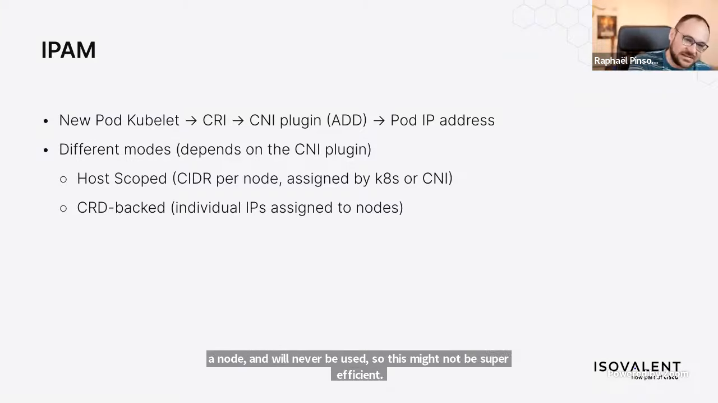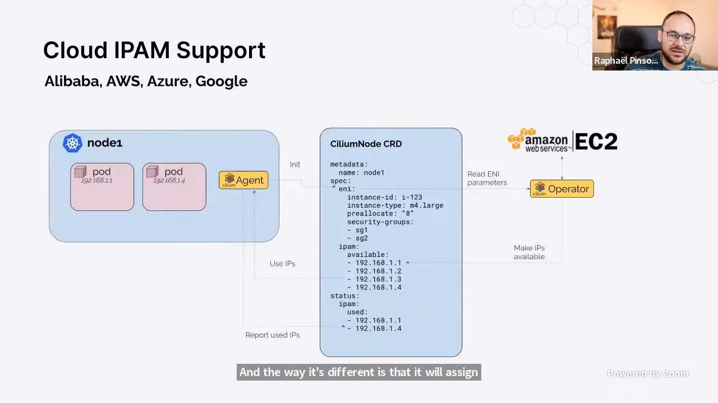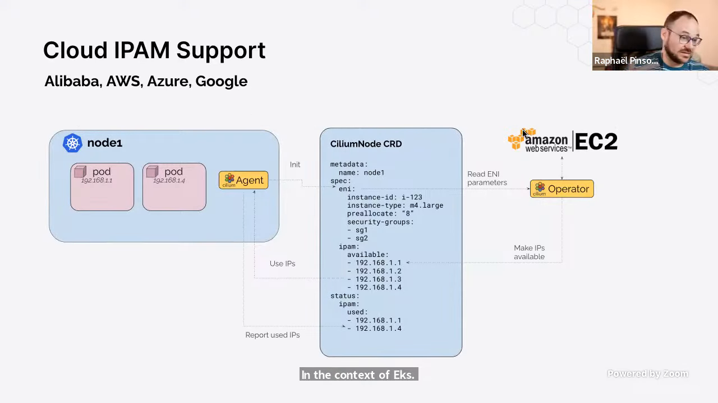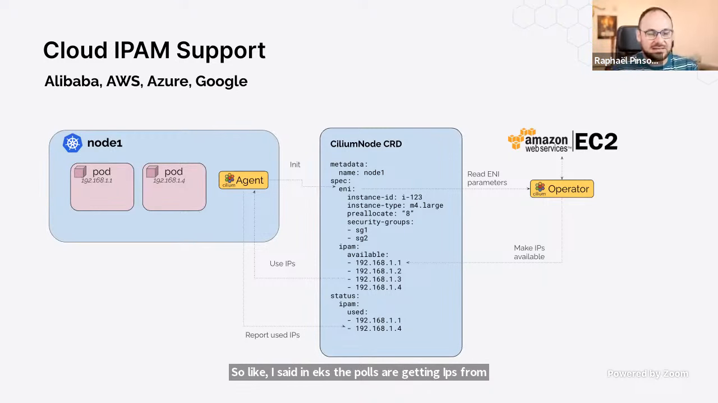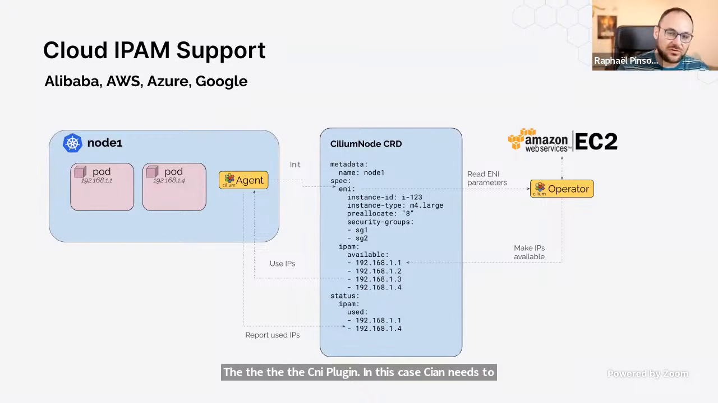The CRD-backed approach is kind of different. The way it's different is that it will assign individual IPs to the node. And this is typically what is done in the context of EKS. So here's an example. Like I said, in EKS, the pods are getting IPs from the VPC subnet. And this means that the CNI plugin, in this case Cilium, needs to actually figure out what are the IP addresses that are available to assign from the VPC subnet.